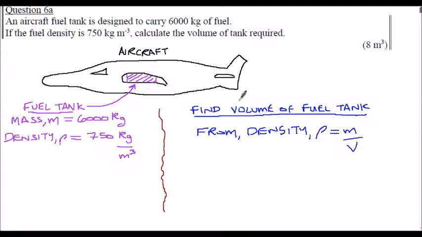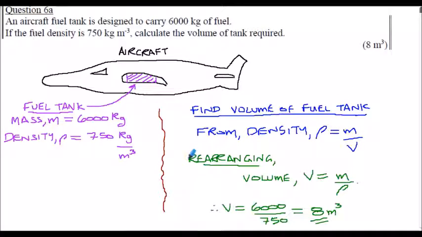So question 6a continued. We have to find the volume of the fuel tank. So from density is equal to the mass divided by the volume, we can rearrange the equation. Volume is equal to the mass divided by the density. In this case, the volume is equal to 6,000 divided by 750. So that evaluates to 8 meters cubed.